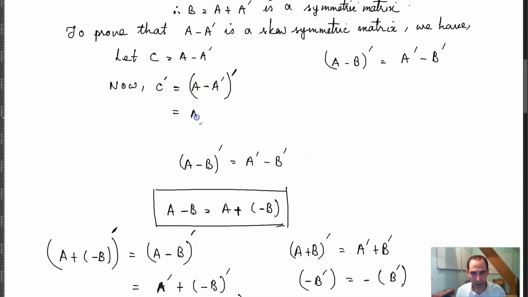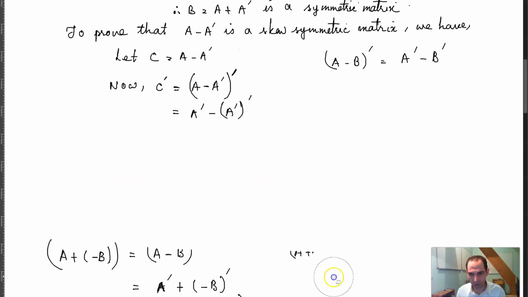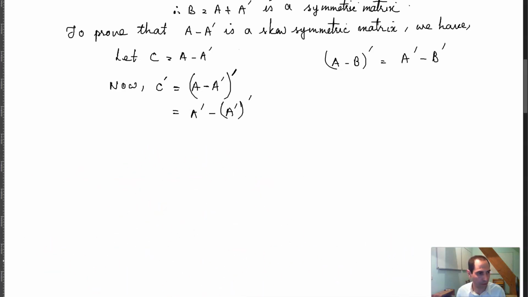which I can use here to write A transpose minus A transpose whole transpose. And therefore I can write this as A transpose minus A, because A transpose whole transpose is equal to A, right?